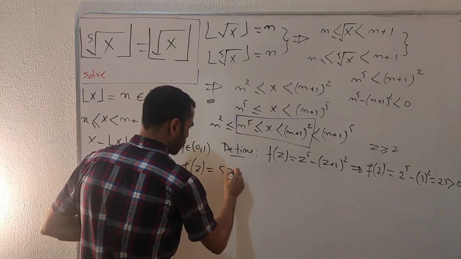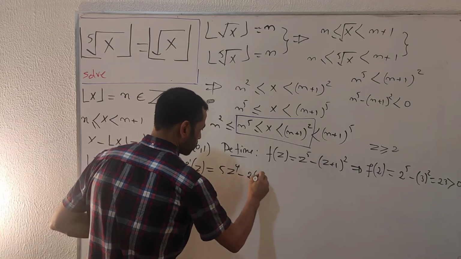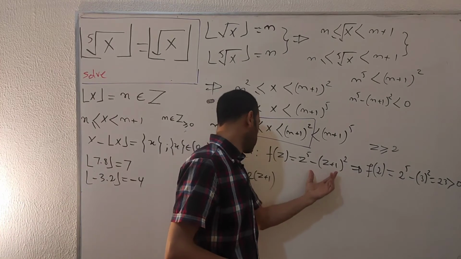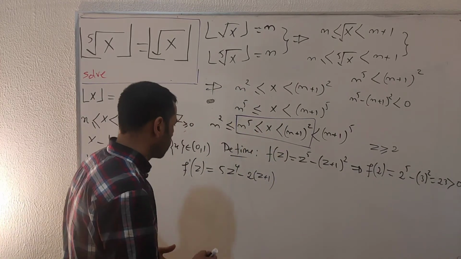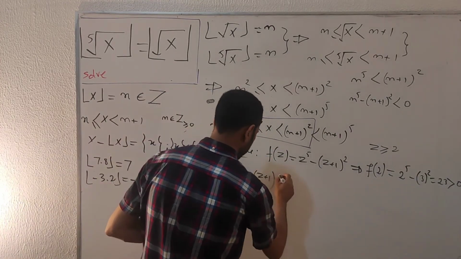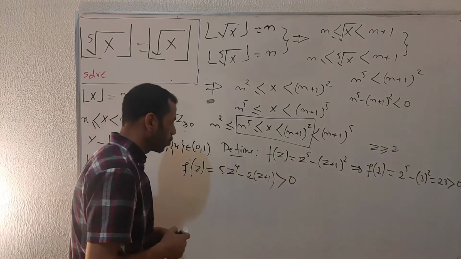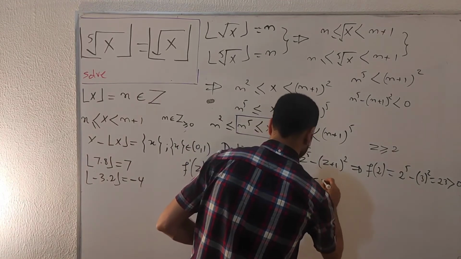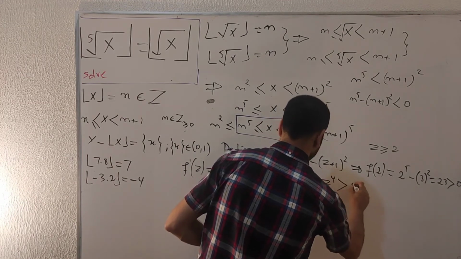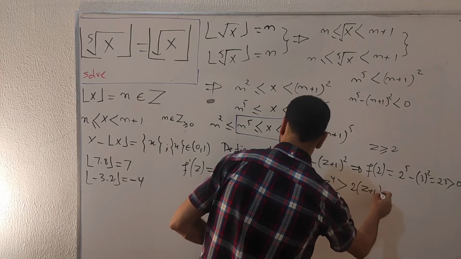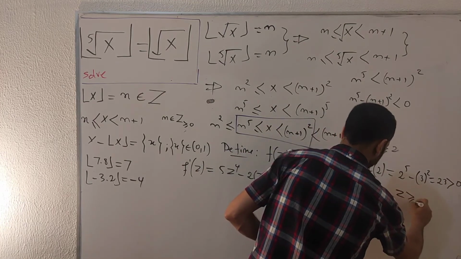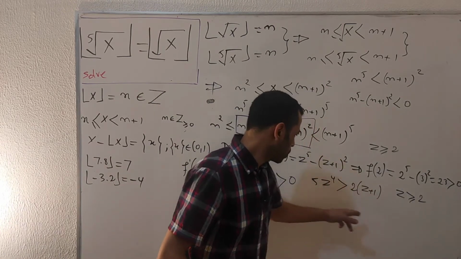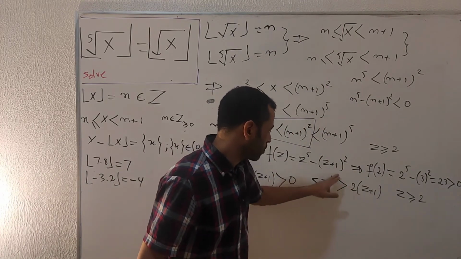f prime of z equals 5 multiplied by z to the fourth minus 2 times (z plus 1). By applying the derivative rules, I get this one. Clearly this one is strictly superior to 0. Why is that? Let's take this term to the right to see what it gives us. 5 z to the fourth is strictly superior to 2 multiplied by (z plus 1), for all z superior to 2. Plug in any number after 2, including 2, and you get this term is positive, bigger than this term.